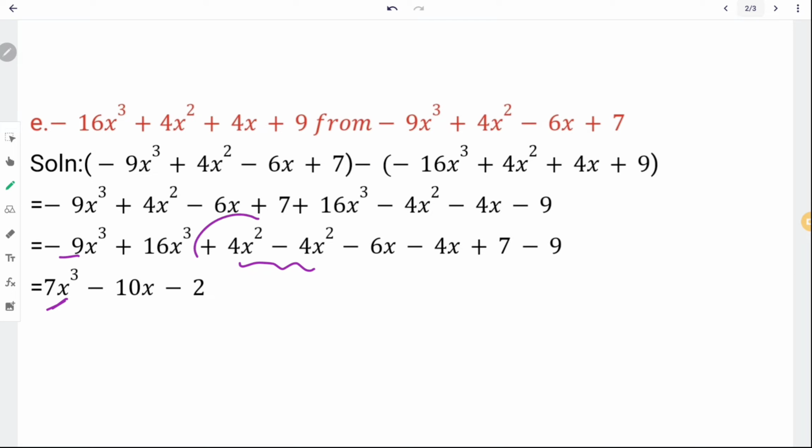You can see that one is plus, the other is minus, right? So you can simply subtract them. Okay, they will become 0. Next, have a look here. Minus 6x minus 4x, both of them are minus, so I have to add them, but the sign will be minus, right?